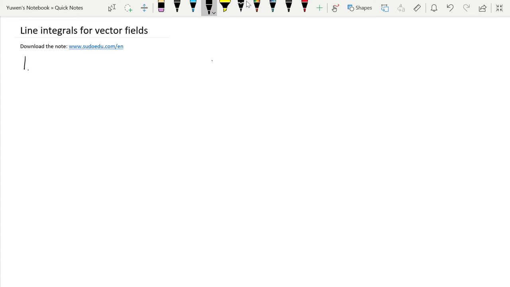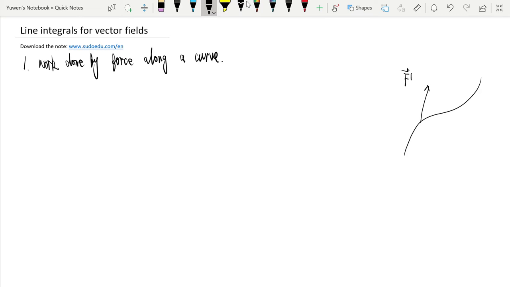Now let's define the line integrals for vector fields. First, we start from the practical problem, that is the work done by a force along a curve. That is the curve. And if the force is changing time by time, maybe F(x,y) or F(x,y,z), and the curve we called L.